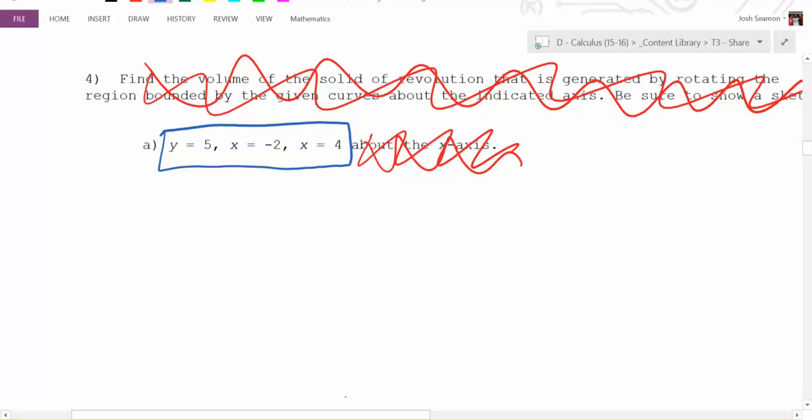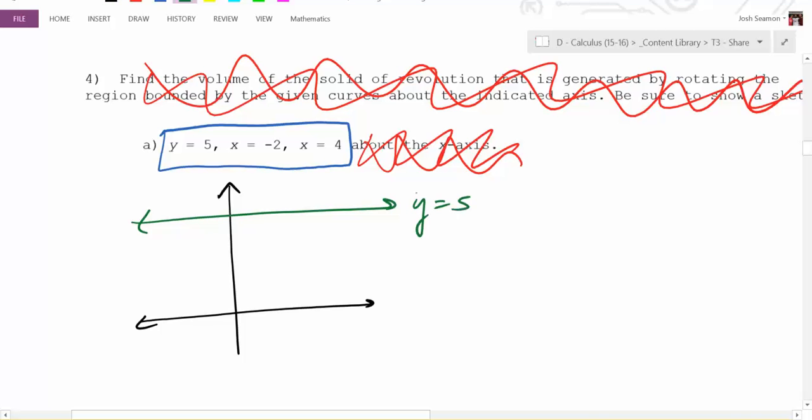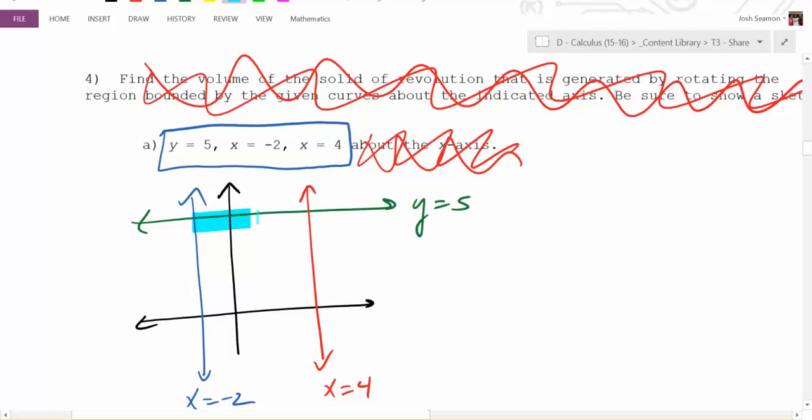When you went about drawing this, they're just vertical and horizontal lines, correct? So what do you end up with here? You have y equals 5, and then maybe x equals negative 2, and let's go with red here. Was it x equals 4? X equals 4. So the other bound is going to be the x-axis. So this is the region right here.